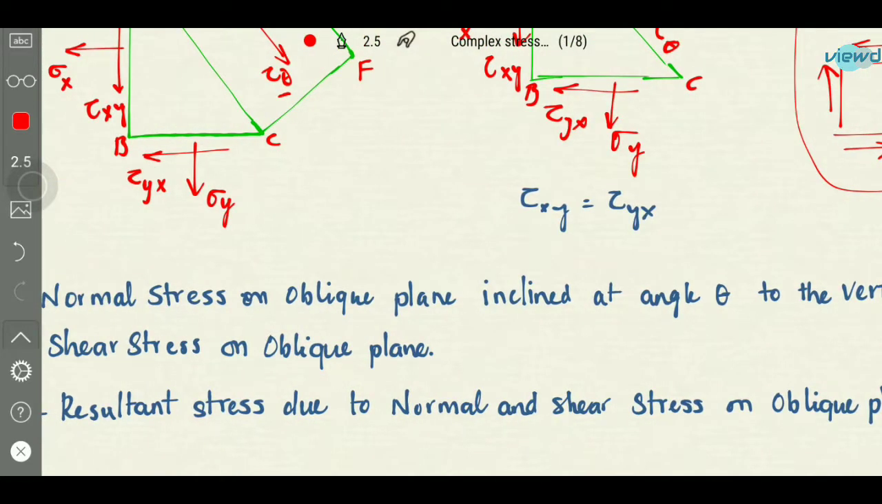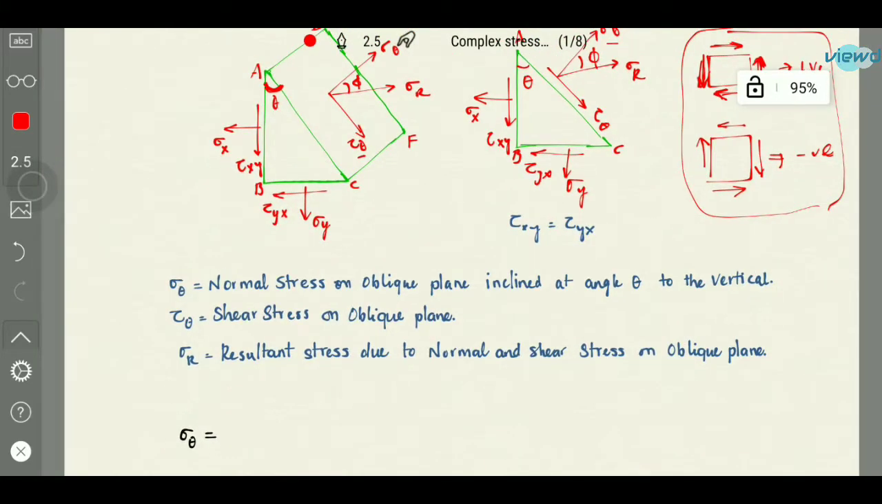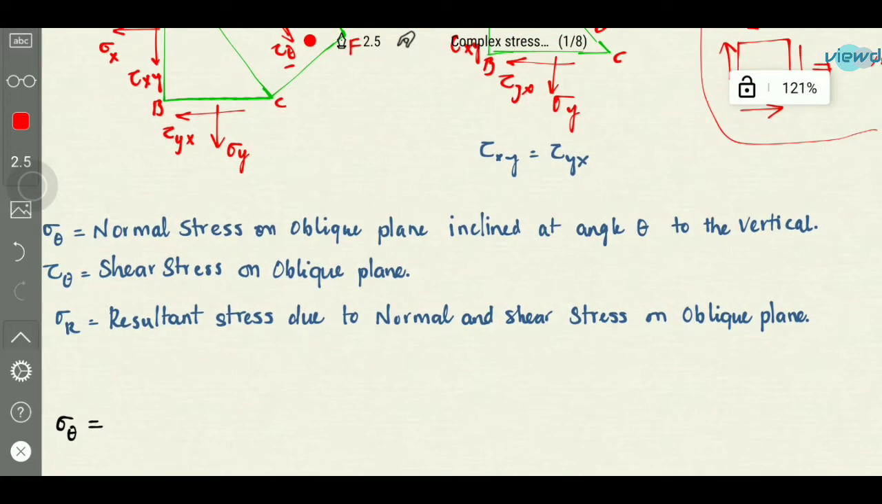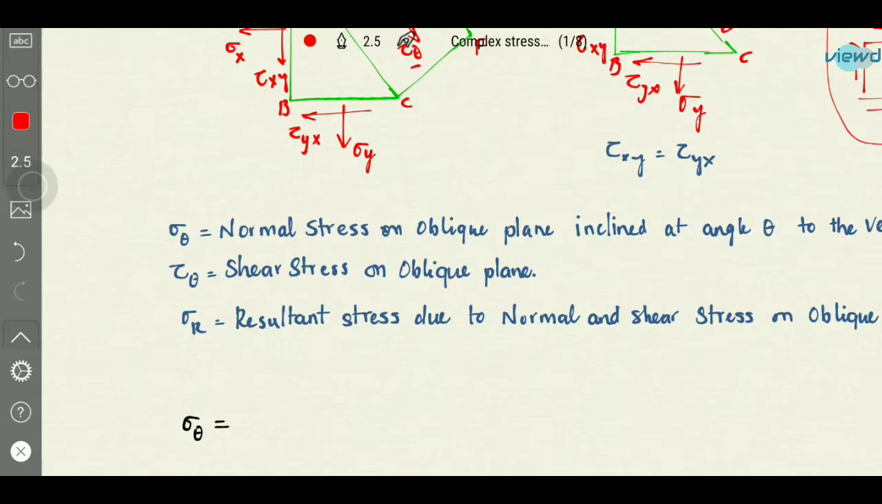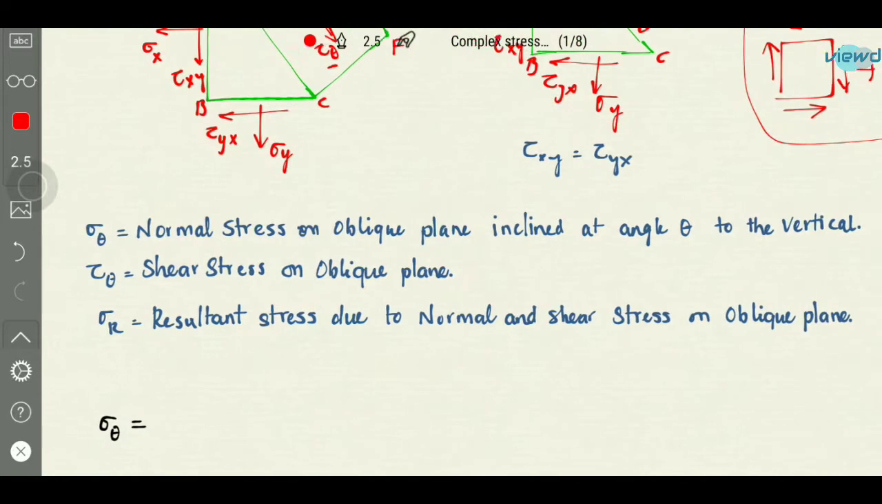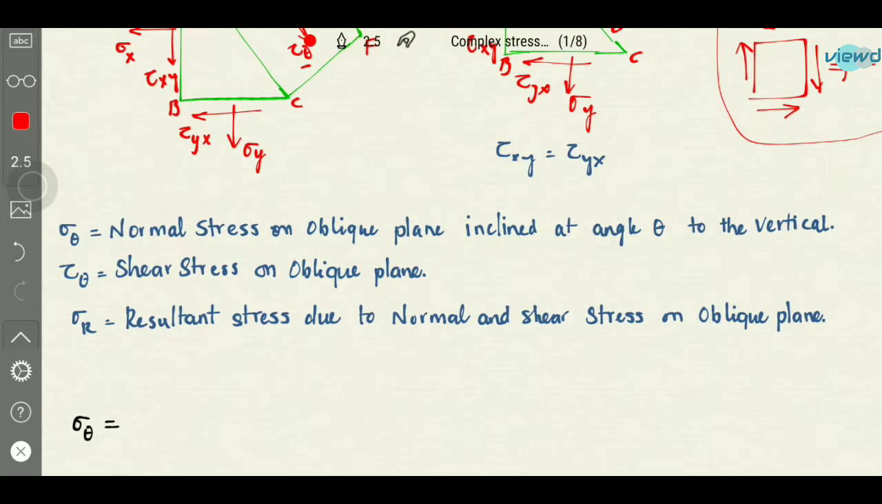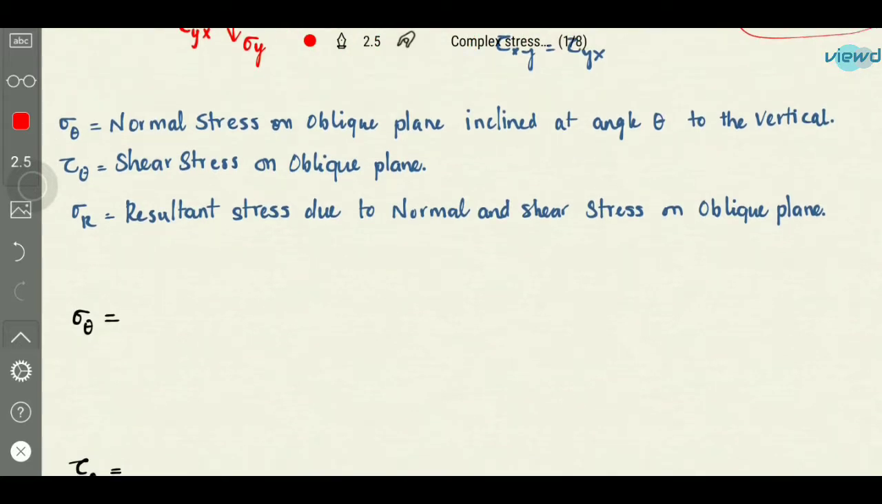So remember that positive and negative sign convention for shear stress. So what are these values? Sigma theta is the normal stress on the oblique plane, inclined at angle theta to the vertical, and tau theta is the shear stress on the oblique plane. Sigma r is the resultant stress due to normal and shear stress on the oblique plane. We have seen that. So what is the value of sigma theta?